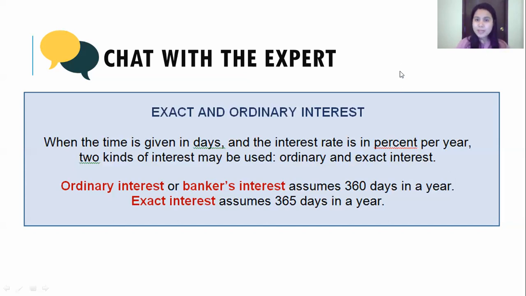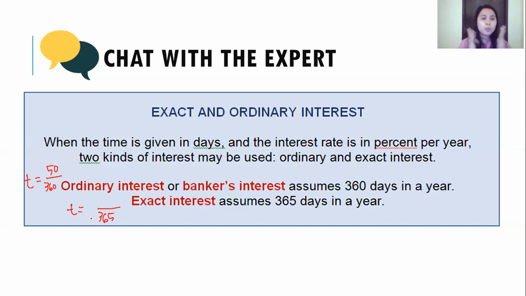If you say ordinary interest, it's the same as the banker's interest. In the time component, that will be over 360. So if I borrow the money for 50 days, I'll pay it after 50 days. On ordinary interest, that will be 50 over 360. But the other one is the exact interest. The exact interest assumes 365 days in a year.